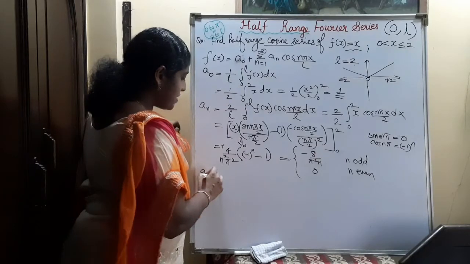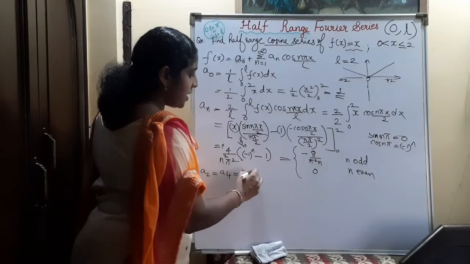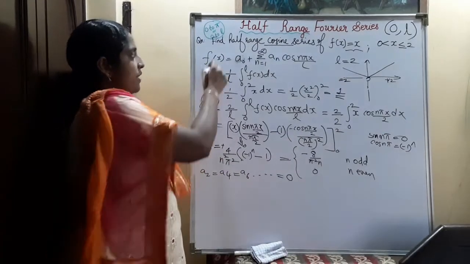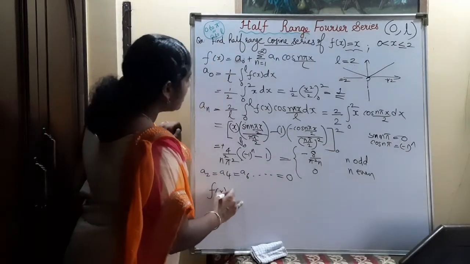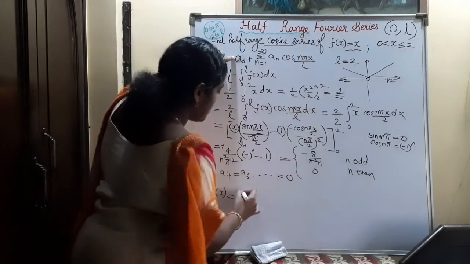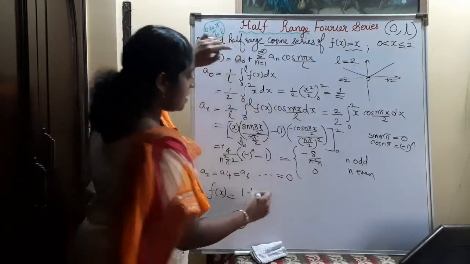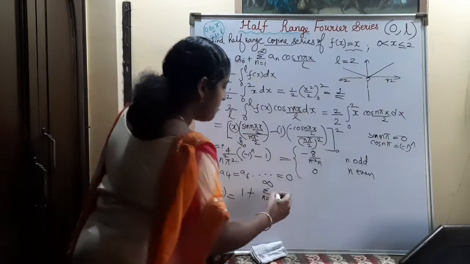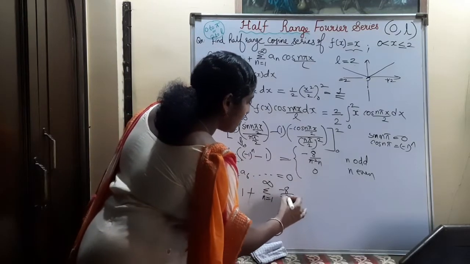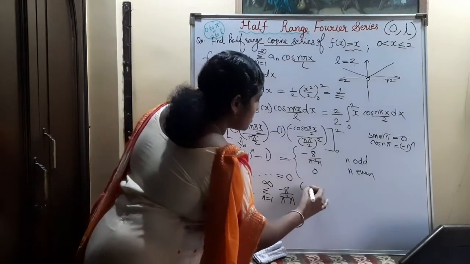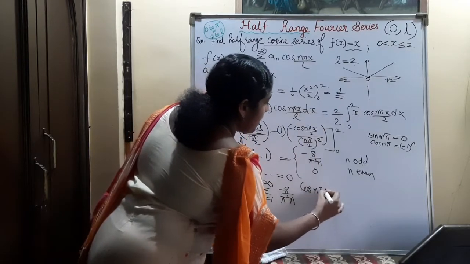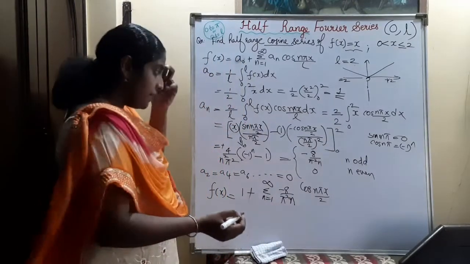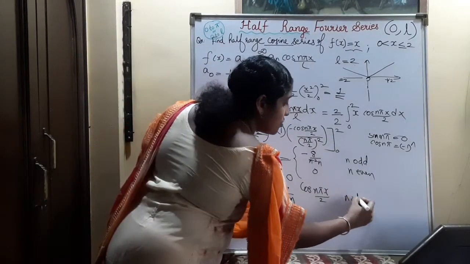That means, what is the meaning of that? A2, A4, A6, etc. become 0. So only the odd terms will remain. So we can write f of x is equal to A0. What is our A0? 1 plus sigma n equal to 1 to infinity. What is our an there? Minus 8 by pi square n square into cos n pi x by L, L is 2. Okay, with the condition, n is equal to odd.